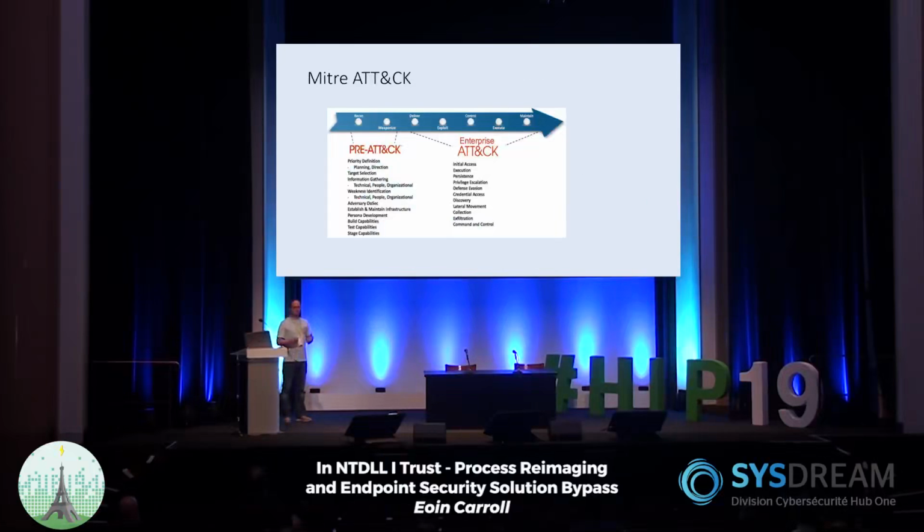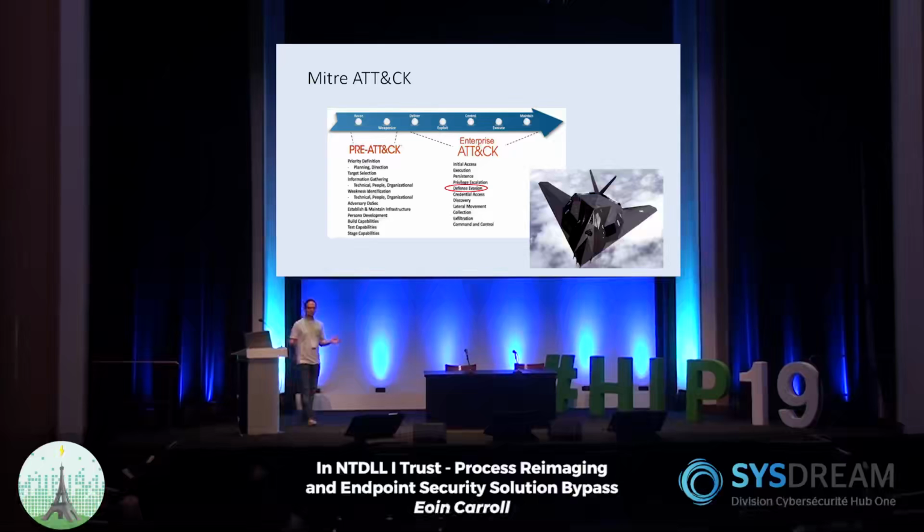So when we talk about the MITRE ATT&CK framework and the different domains within it, it covers post-exploitation techniques which are used by real-world adversaries on Windows, Linux, and Mac. And once an adversary gets code execution on the box, they'll obviously want to evade detection using defensive evasion techniques such as process hollowing and doppelganging, and now process reimaging.